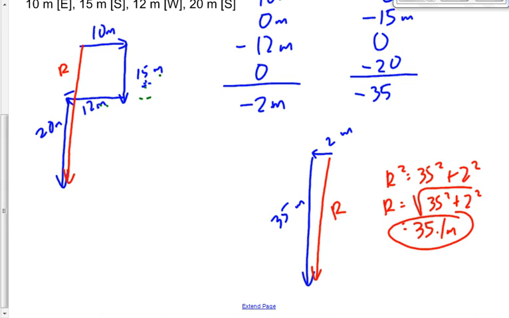Who feels reasonably comfortable with that? Good, good. We'll pick it up there tomorrow. We'll do some more work with vectors and go from there.